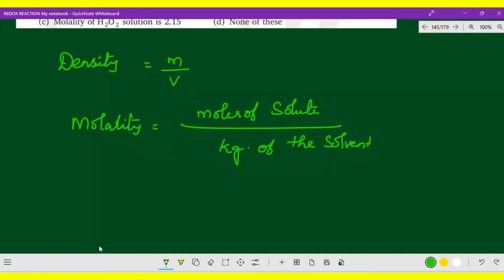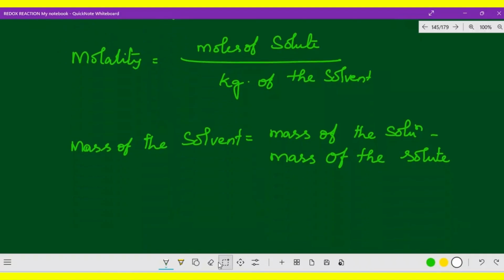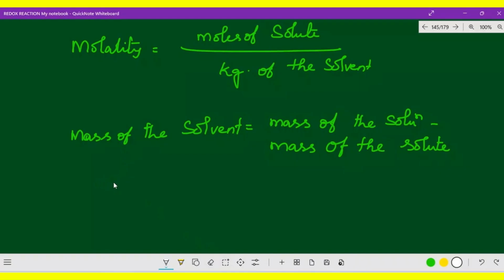Here, mass of the solvent. Why am I giving this idea? To analyze the question. Now, how do we identify the mass of the solvent? Mass of the solvent equals mass of the solution minus mass of the solute. I hope you got the idea of how to analyze this question. These are the steps to note down. This is the basic concept for this question.